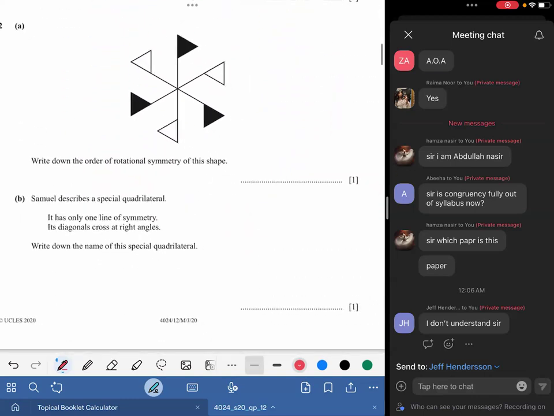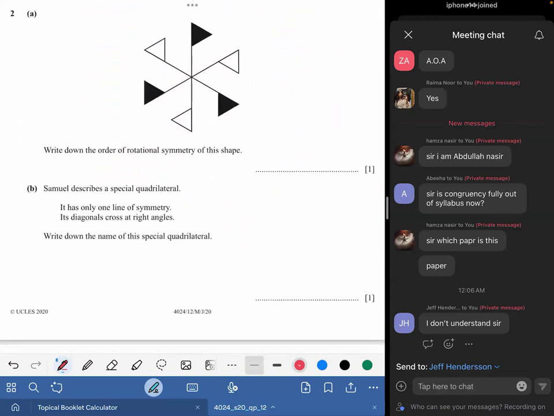Okay, this question number 2 is also very easy, for 1 mark. You can see that they say to write down the order of rotation of this particular shape. So remember one thing, rotational symmetry will be calculated only in a 360-degree angle. Okay, so I can see the shape very clearly. For example, if I rotate this shape in 360 degrees, how many times does it map onto the original shape?